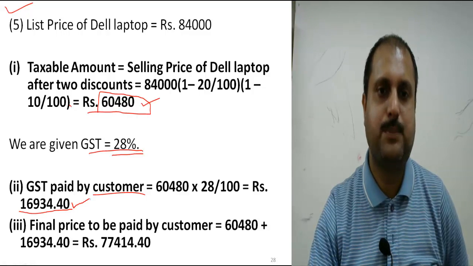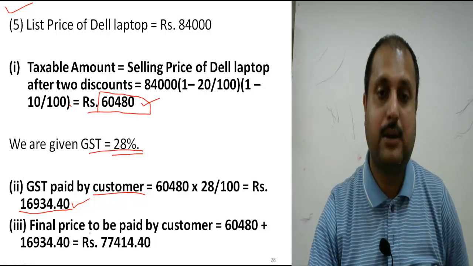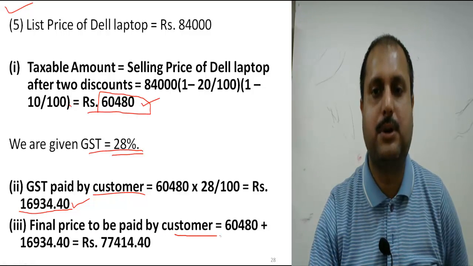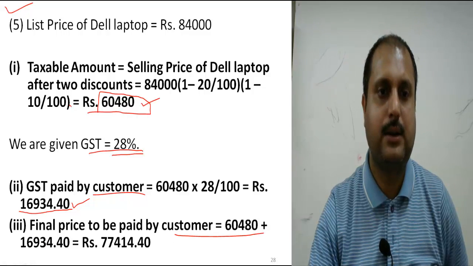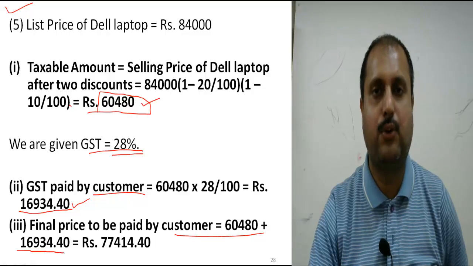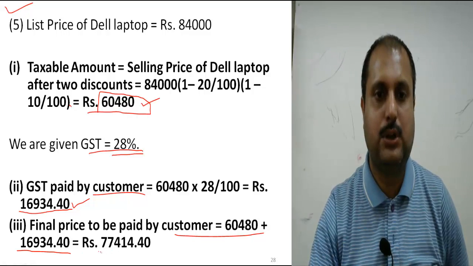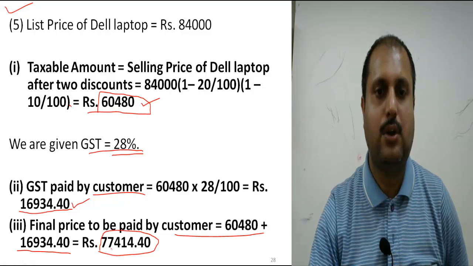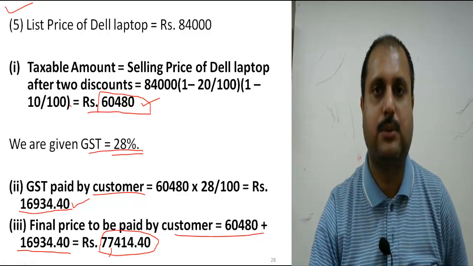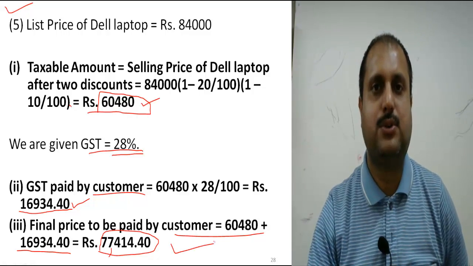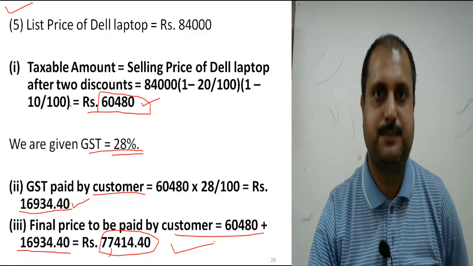So this is the GST paid by the customer, and the final price to be paid by the customer would be 60,480 plus 16,934 rupees and 40 paise. So the total amount, including the GST, is 77,414.40. I hope that this question is clear for everyone. So let's move to the next question.